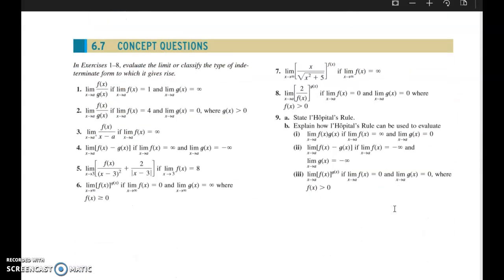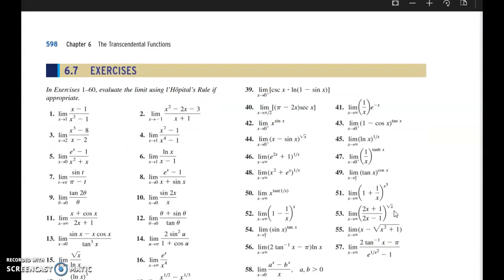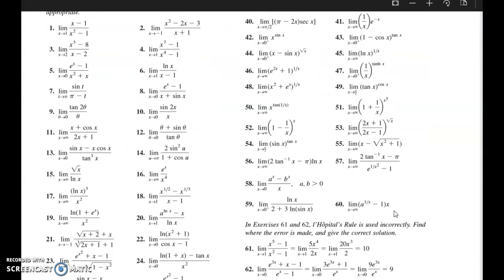You have to do these types of problems also. This is a problem you have to do.